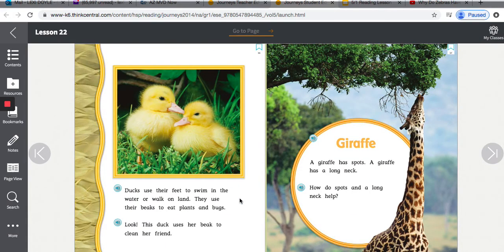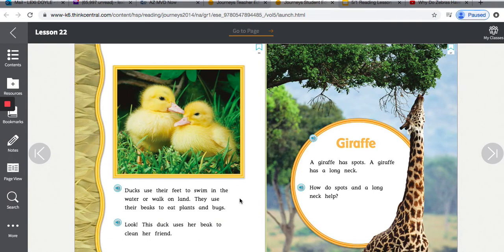Ducks use their feet to swim in the water or walk on land. They use their beaks to eat plants and bugs. Look, this duck uses her beak to clean her friend.